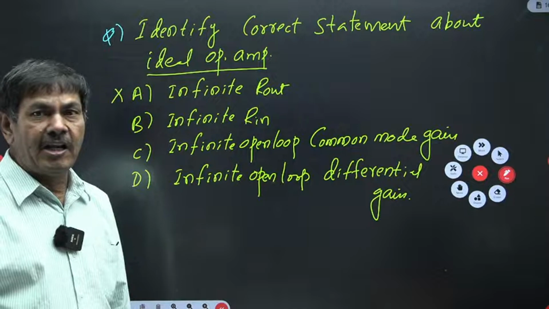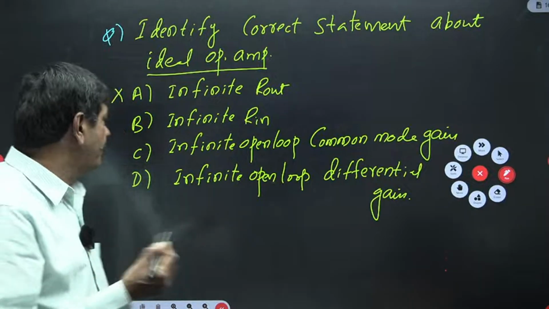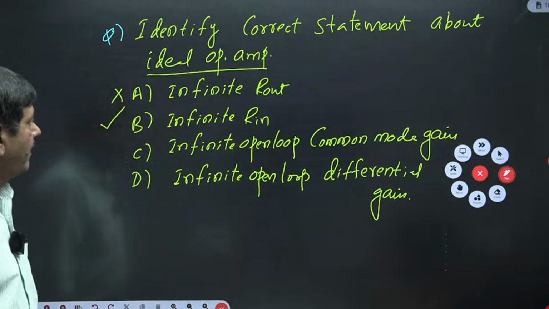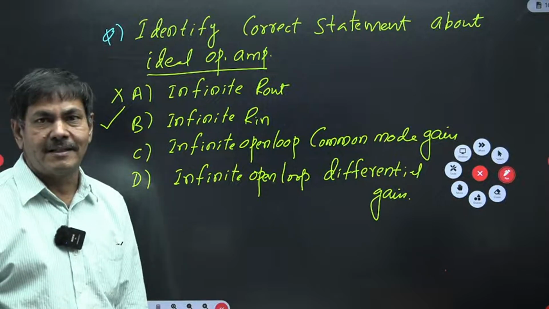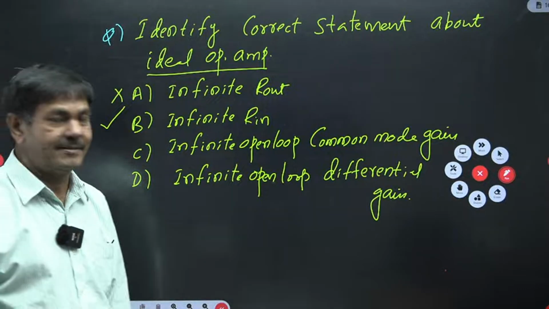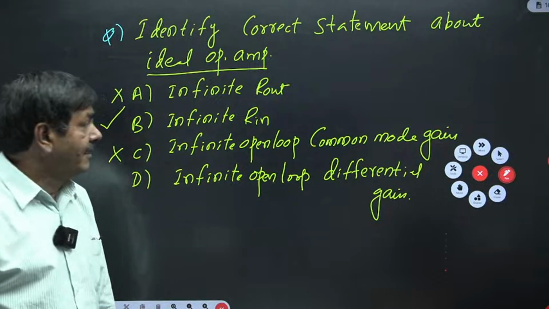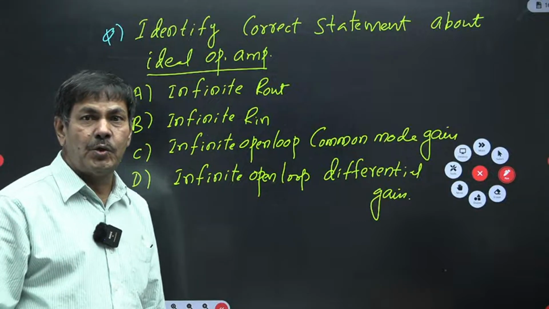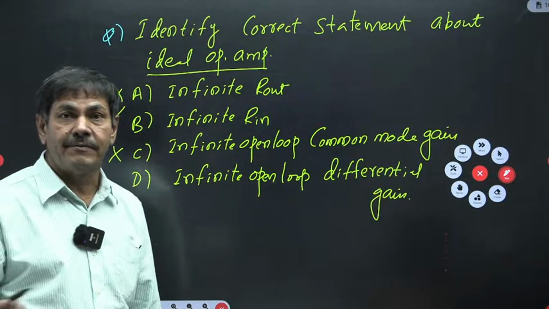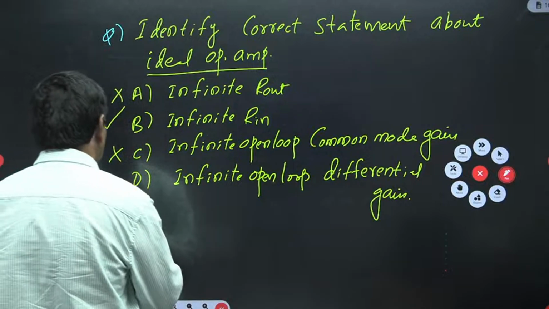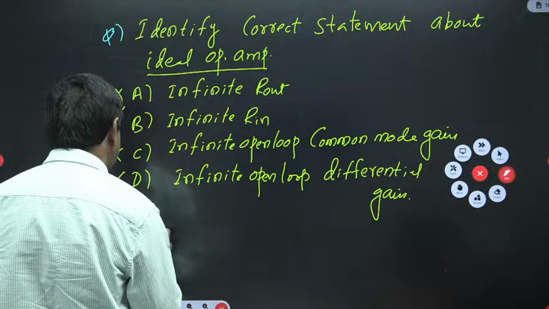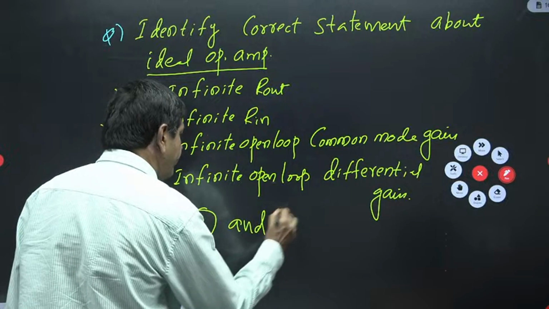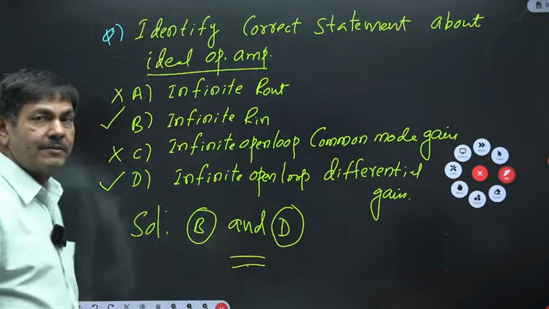The ideal op amp can have infinite input impedance only. This is right. And infinite open loop common mode gain? Common mode gain cannot be infinite. That is a wrong statement. Infinite open loop differential gain is 100% correct. Differential gain AD is always infinity for an ideal op amp. So this is correct. Finally, B and D are correct here. This is the solution for this question.